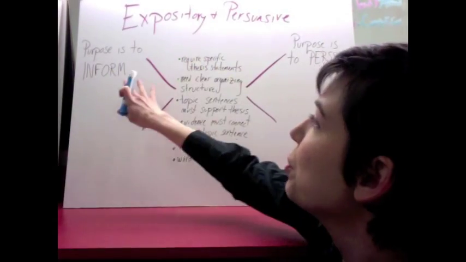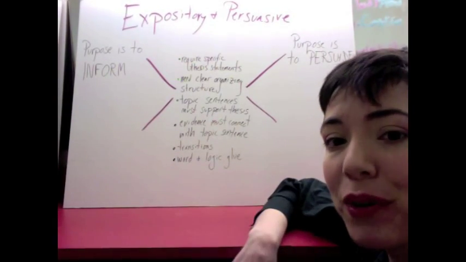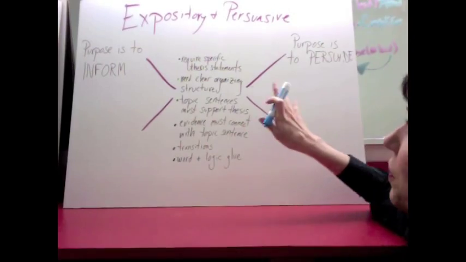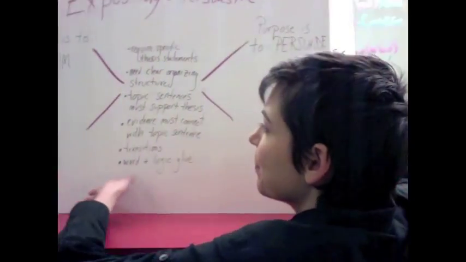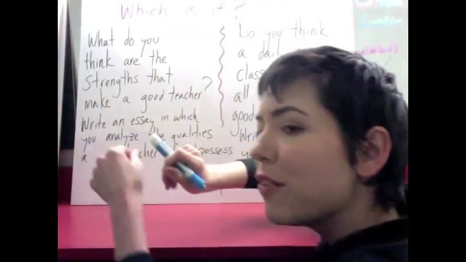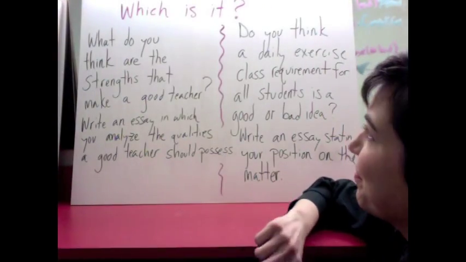However, the difference is in purpose. An expository essay informs the reader, whereas the persuasive essay does as its name suggests, it persuades the reader. So let's look at these 2 prompts. Can you tell which is which?